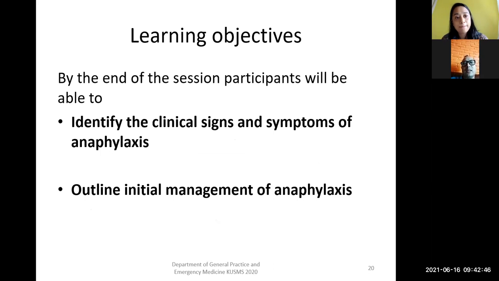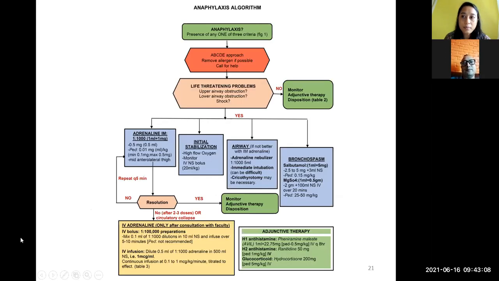So by now, we hope that you have learned how you would be dealing with cases of anaphylaxis. We hope the learning objectives are met. We identified the clinical signs and symptoms of anaphylaxis, and we also outlined initial management of anaphylaxis. And so this is the protocol for our emergency department. You can find it in the emergency ward or online also. Everything that we've discussed earlier is here.